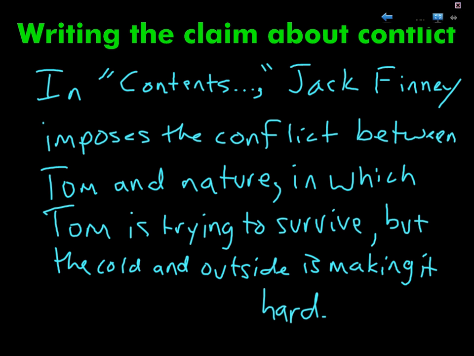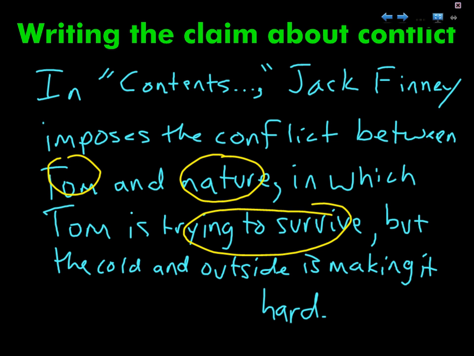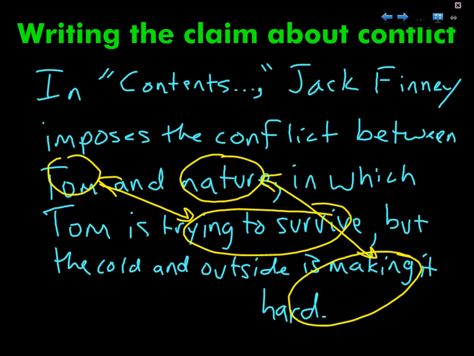Good. Notice, and I'll clarify what Max has said. Max is correct. I want to show you what Billy has done that he's trying to correct. Billy has said, here's Tom, and here's nature. And here's kind of the motivation of this. So these two are connected, but notice that he separated them in the sentence. So Billy has all the information there. It's just rearranged a little bit. What Max wants to do is take this trying to survive, put it next to Tom, take this making it hard, put it next to nature. I like that. Good job, Max.